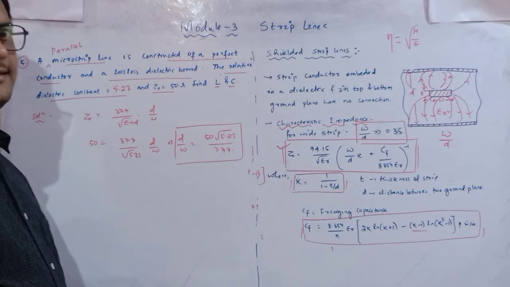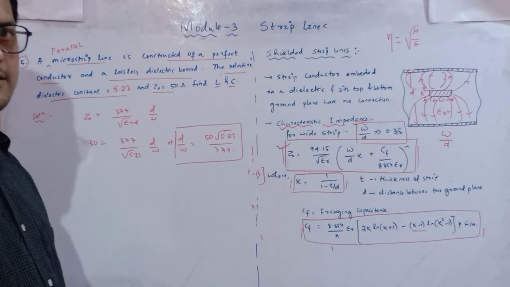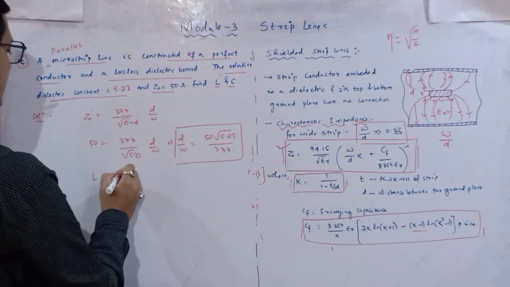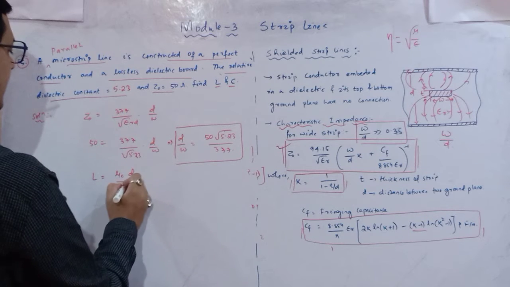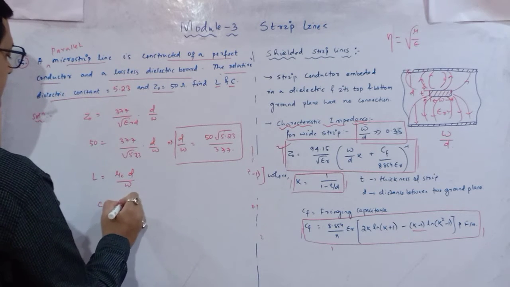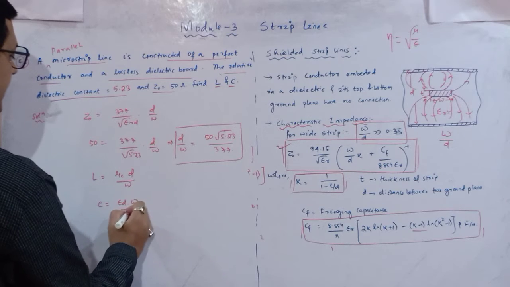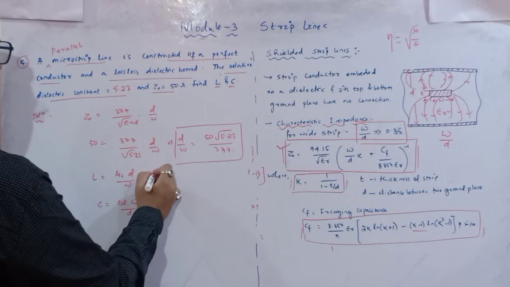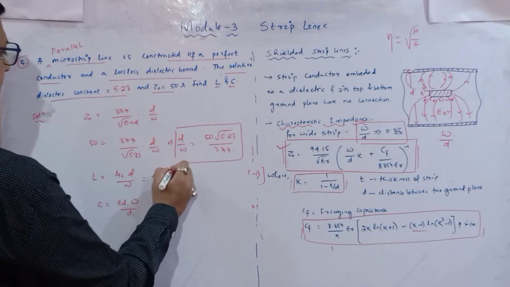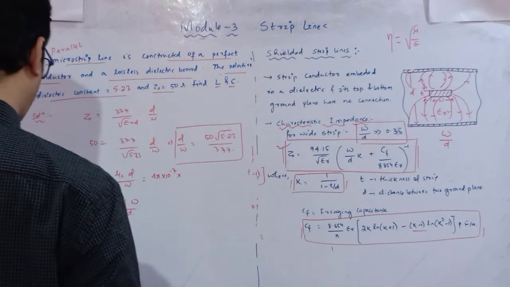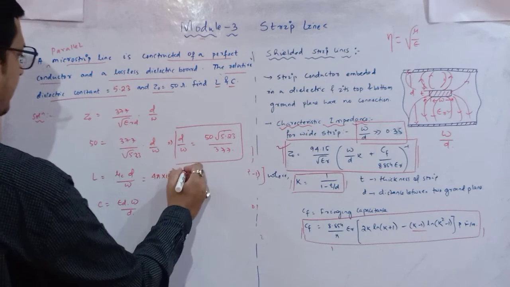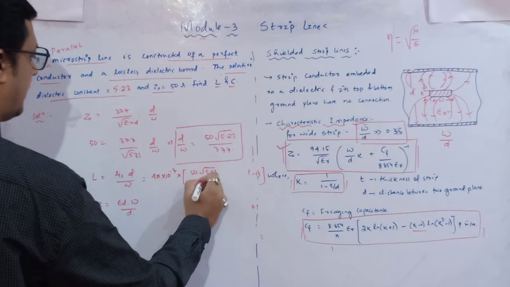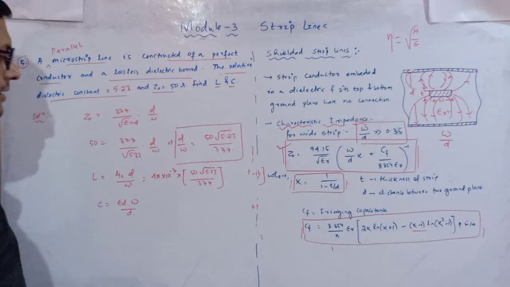Here we have to calculate, since it is lossless, your R and G values are both 0. So how to calculate the L and C values? L is equal to mu c d by w, and C is equal to epsilon d w by d. So this is the basic relation, and we have to substitute the values. So what is mu c? It is 4 pi into 10 to the power minus 7, and d by w we have as 50 root 5.23 divided by 377, this much directly.